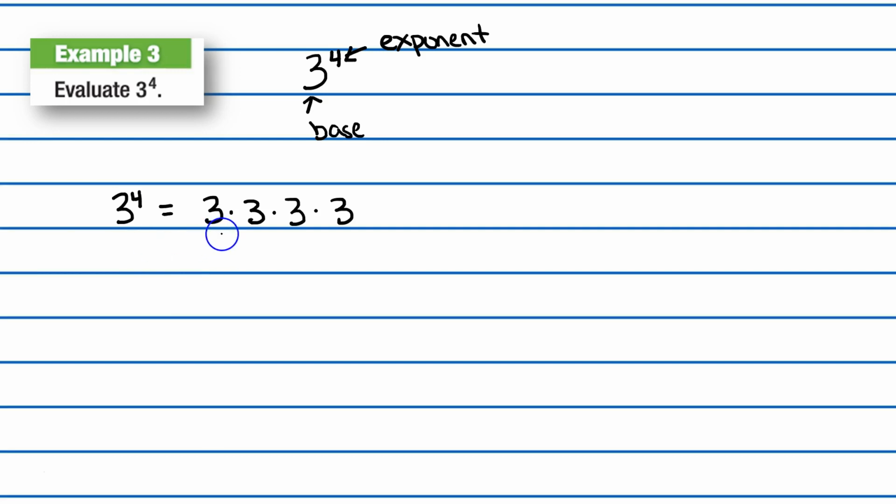So I can see that 3 times 3 is 9, and I also have another one here. But remember, I'm still multiplying because I'm not done. So 3 to the 4th, 9 times 9 is 81. And that's your answer.